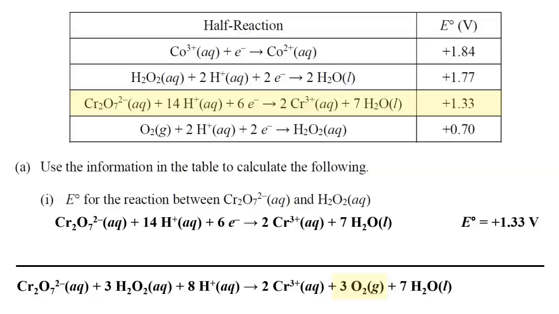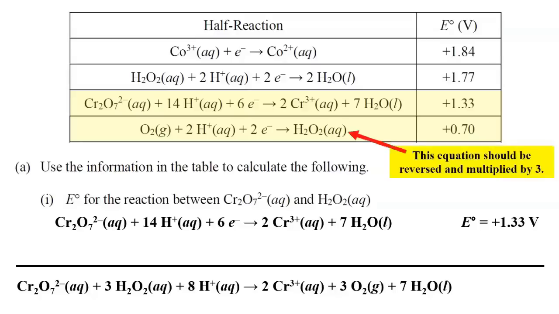So the only half reaction that involves oxygen gas, or O2, is this last one that's listed in the table. So the two things that I have to do to that half reaction to get 3 moles of oxygen gas produced as a product is I have to reverse that half reaction and I have to multiply that half reaction by 3. Now remember that when a half reaction is reversed, the sign of the cell potential is also reversed.